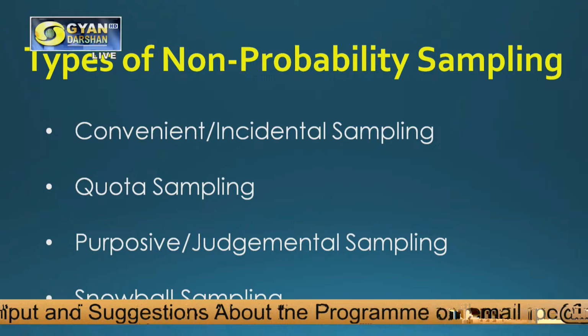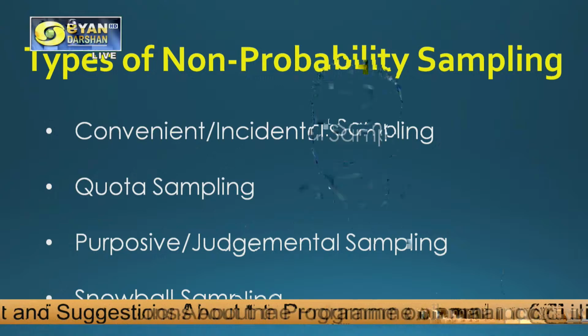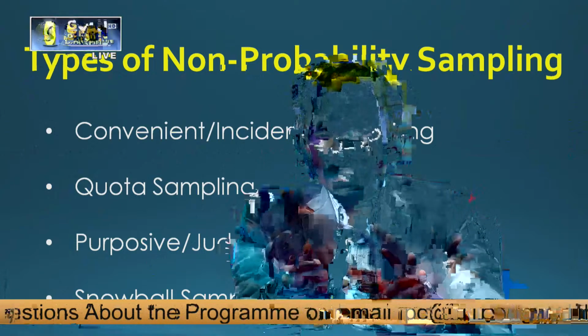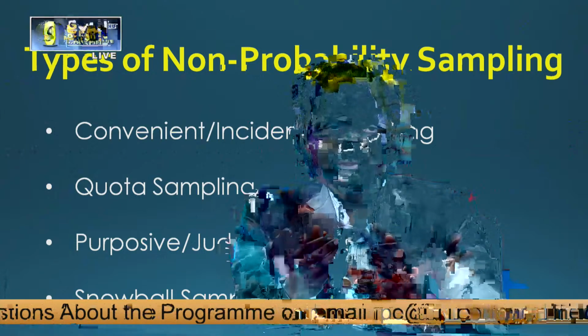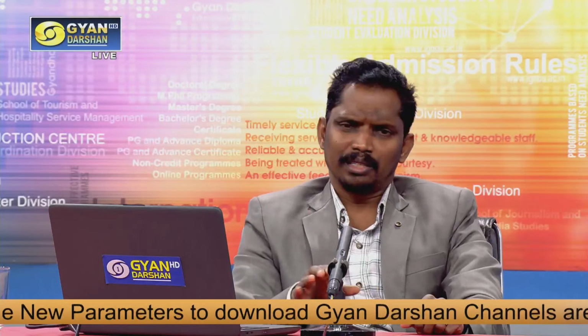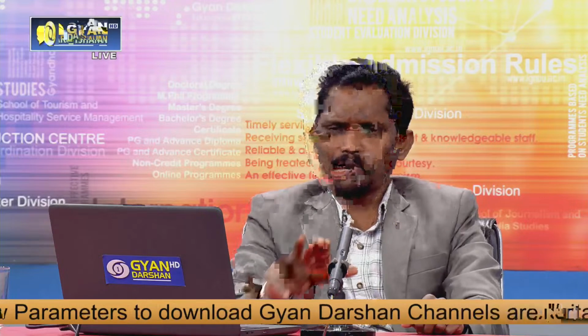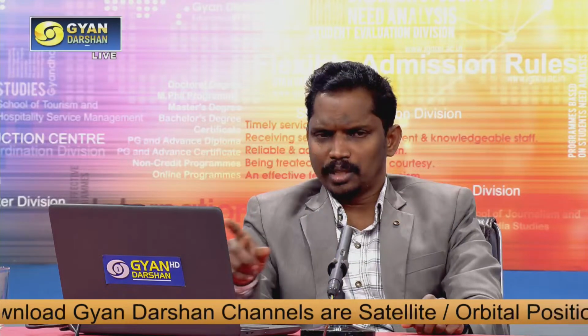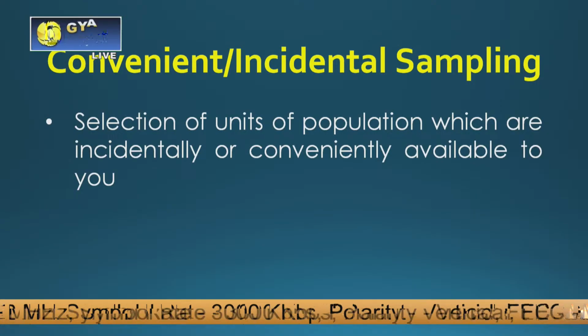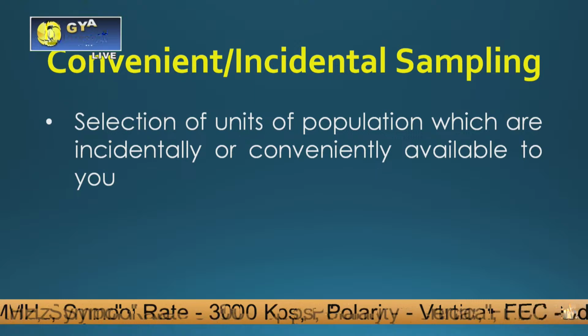Let us see again in a very brief way what is the idea of all these non-probability sampling styles. In probability sampling, we give equal chance of being selected in the sample, but in non-probability sampling, we don't care about equal chance of getting included. That idea carries with all the non-probability sampling methods. The first one is a population which are incidentally or conveniently available to you. So don't think about the randomization here. We don't give stress to each of the individuals being selected.